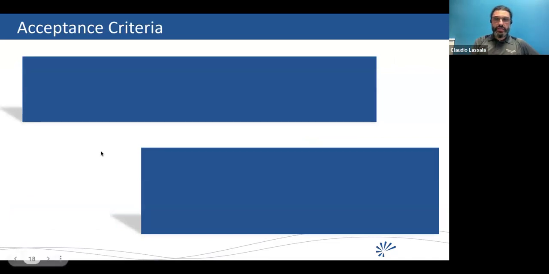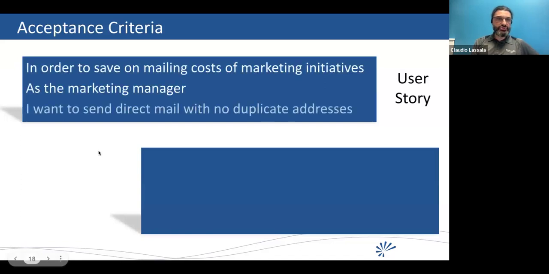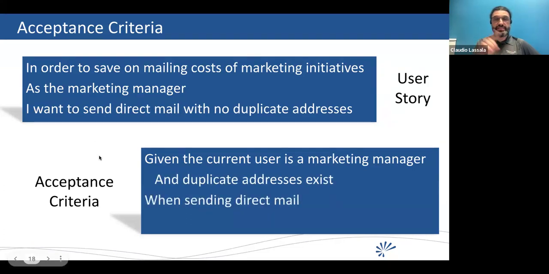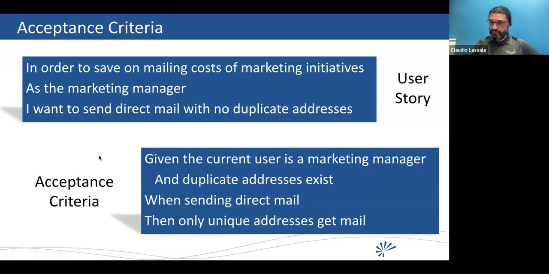All right, let me quickly go through some of these slides because we are coming up on time. Acceptance criteria is part of a user story. So if we have a user story like the one we were seeing before, an acceptance criteria could be written in the following manner. Given the current user is a marketing manager and duplicate addresses exist, when sending direct mail, then only unique addresses get mail.